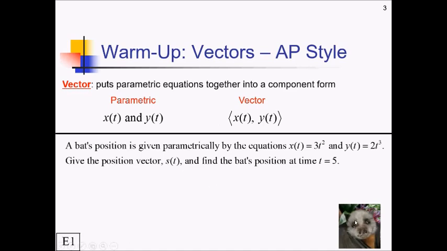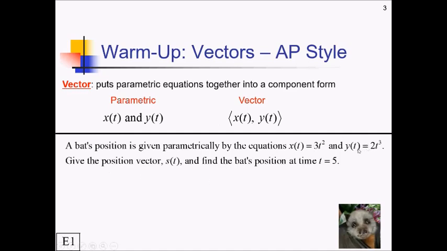Let's say we have a bat whose position is given parametrically by this x of t and y of t equation. We want the position vector, which we'll call s of t, and the bat's position at time 5. Pause the video and see if you can intuit, based off of what we wrote up here, what you actually need to do.